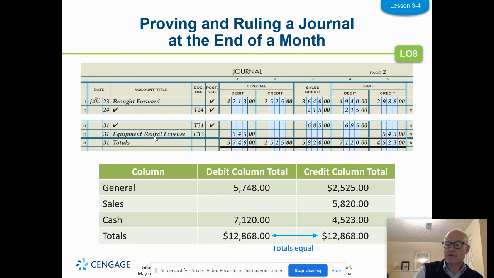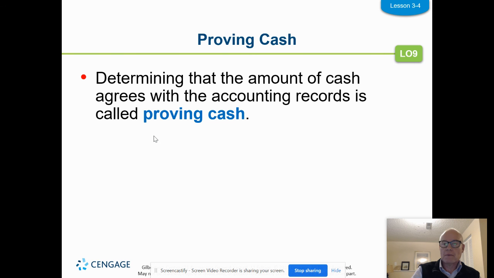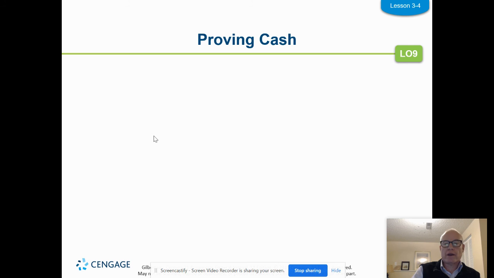Okay, you've got a problem somewhere. And by the way, we'll talk about dividing by 2, dividing by 9, all that good stuff for rules to sniff out errors that you might have made. Because I'll tell you what, every good accountant makes errors. So when we say we're proving cash, we're determining that the amount of cash agrees with the amount of cash we have in the bank. We go to like our online banking and check our balance, making sure that matches our accounting records.